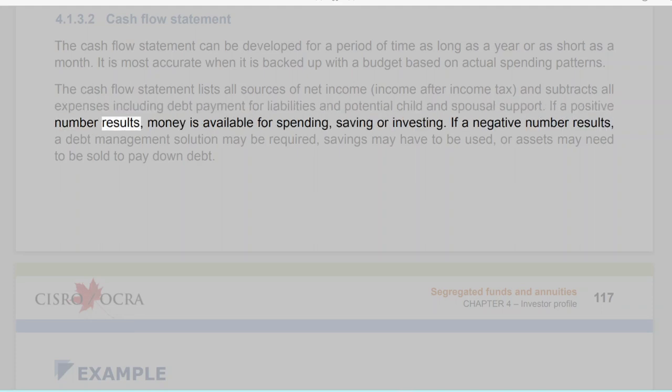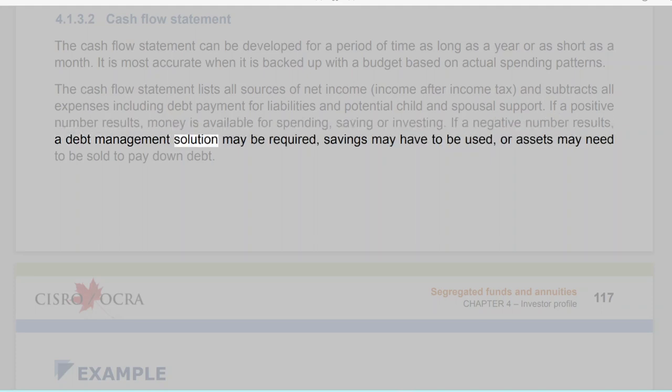If a positive number results, money is available for spending, saving or investing. If a negative number results, a debt management solution may be required, savings may have to be used, or assets may need to be sold to pay down debt.